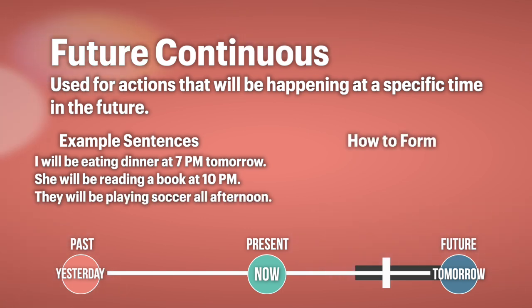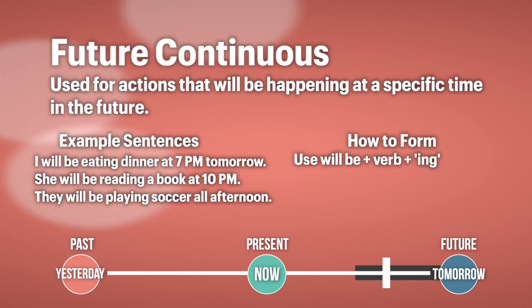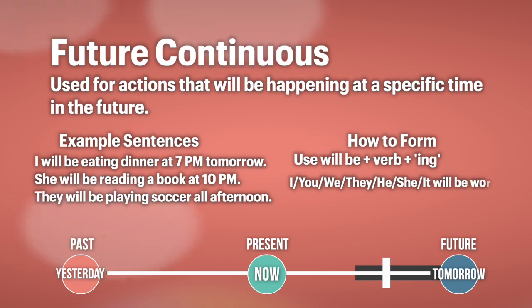How to form the future continuous. Use will be plus the verb plus ing. I will be working.